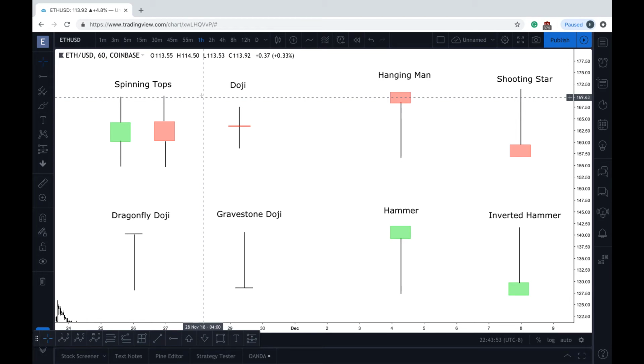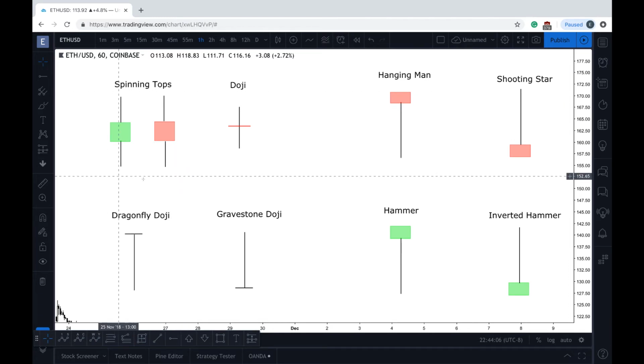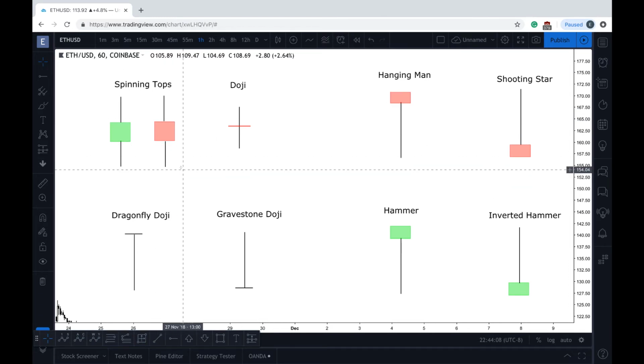And they're just kind of fighting over it, and it's hanging out there in the middle. These small bodies indicate that there wasn't a lot of movement during that candle. Nobody got the upper hand. But these you can keep an eye out for when it comes to a possible reversal.